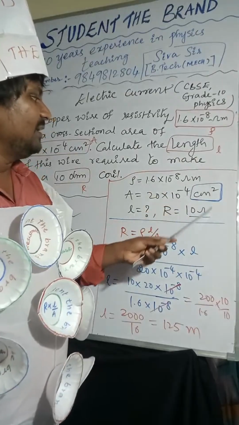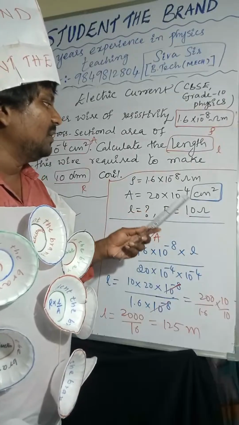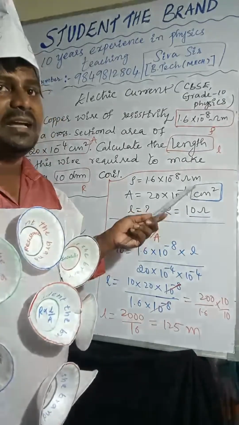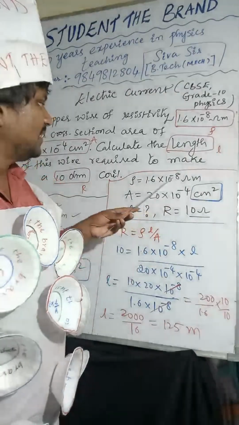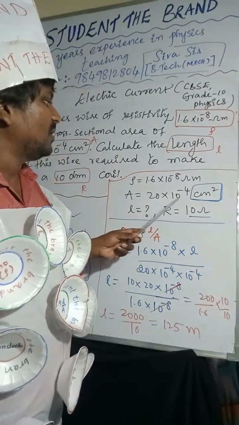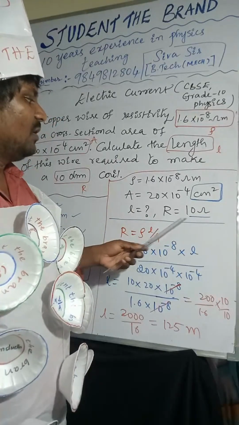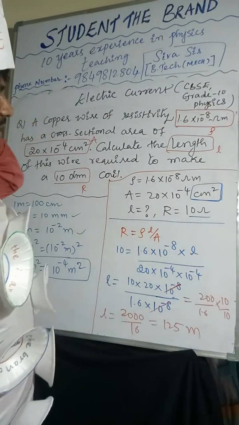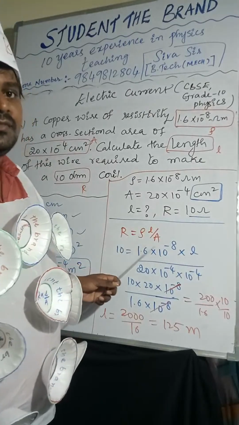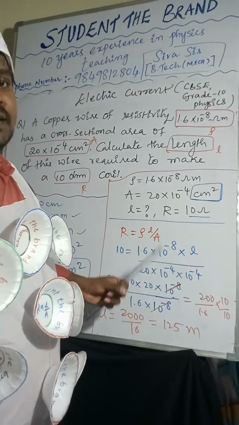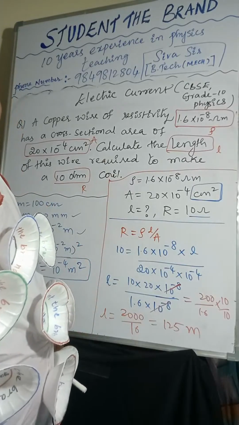After writing the given data, you have to check whether all the quantities are in one system or not. So check once here. Resistivity is given, area of the cross section is given. Here the length we have to find out. R equal to 10 ohm is given. Now we can see the formula here. You can check this formula.